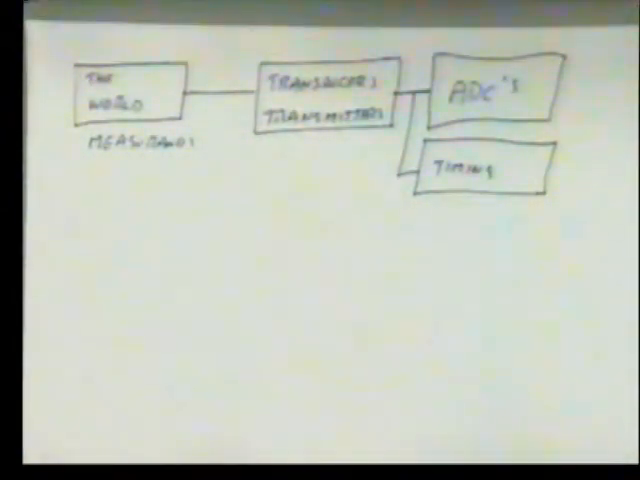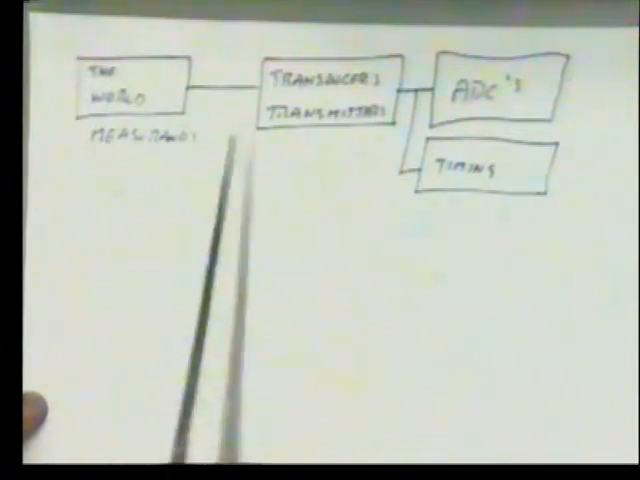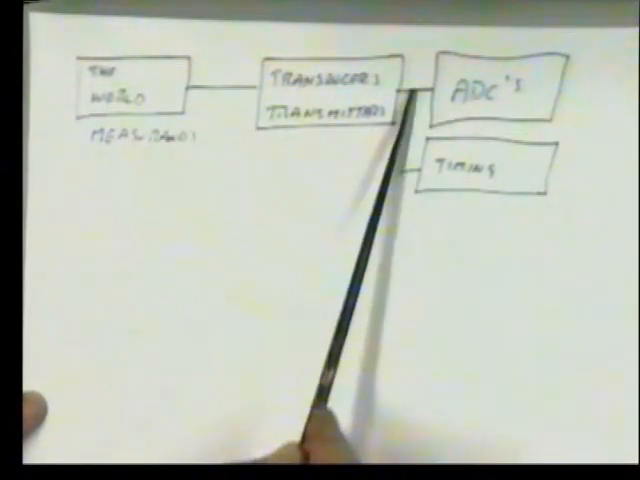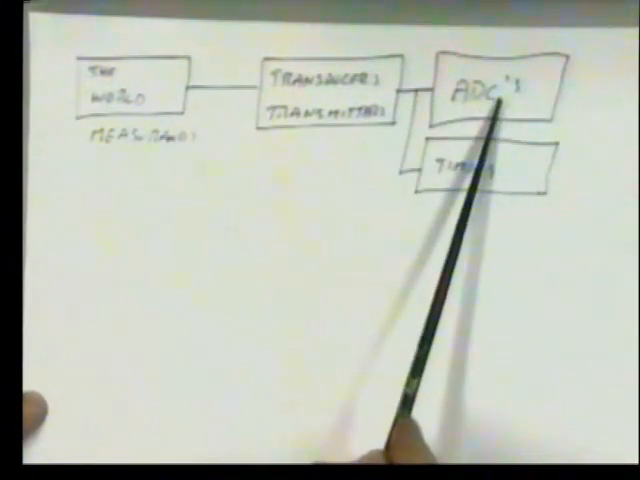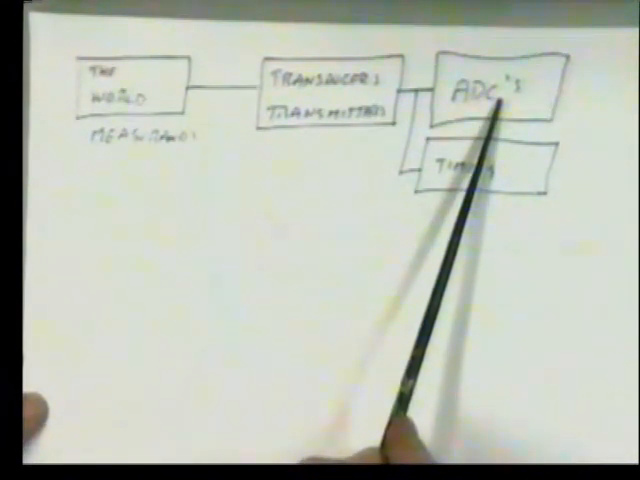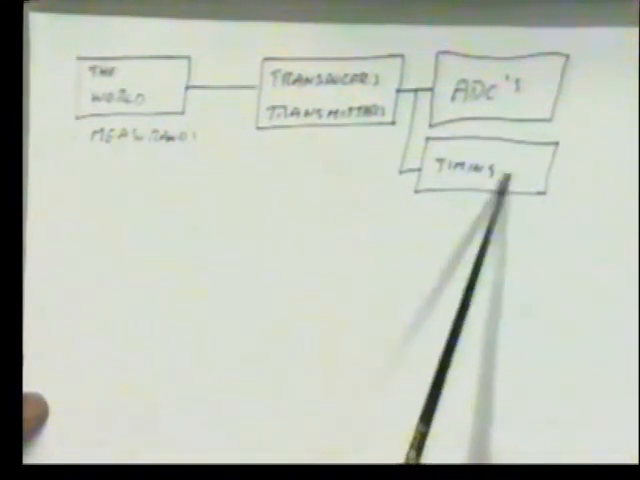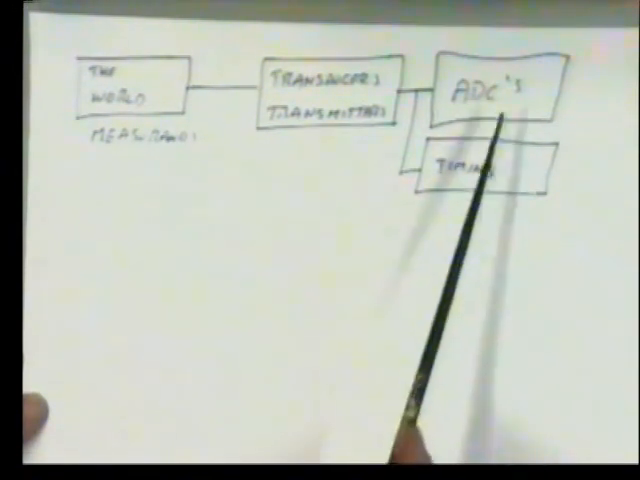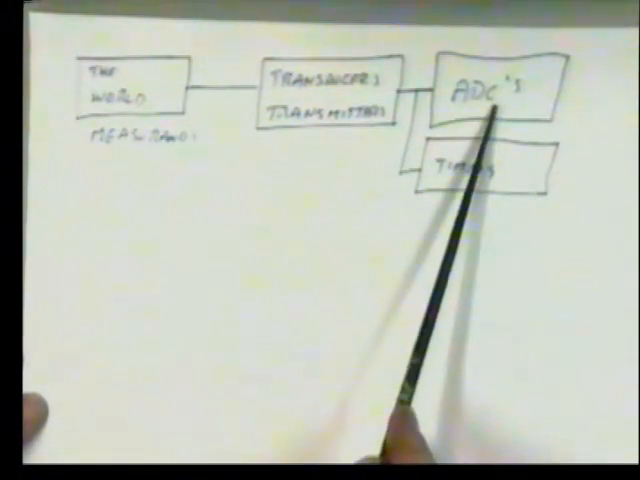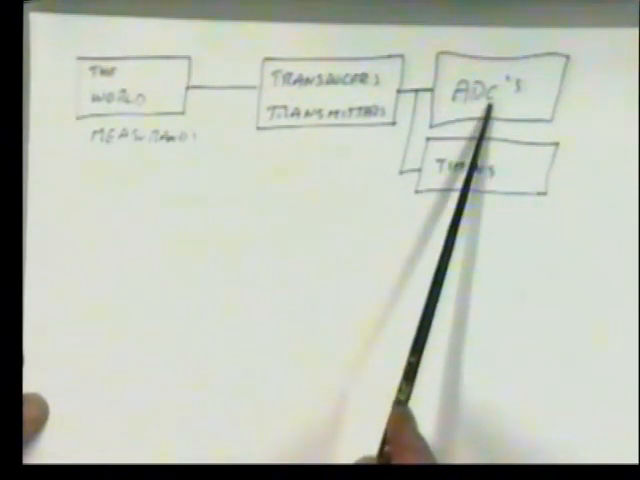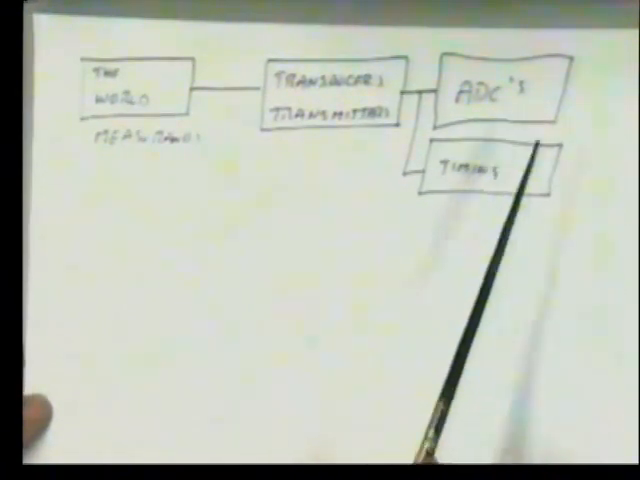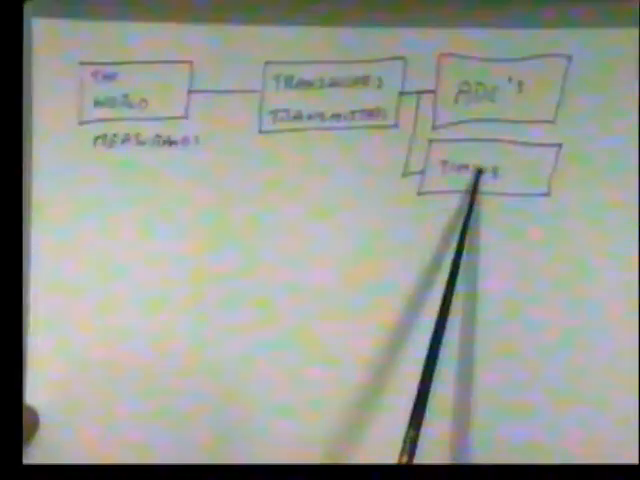So let's return back to our picture that we're going to build on. The world, measurands, transducers and transmitters produce electrical signals that we convert via ADCs into numbers, or we have to use timing techniques to measure frequencies. Our ADCs, flash, successive approximation, dual slope and sigma delta, all of them are different ways of achieving a number. What about timing? Just a quick review about how do we achieve that?